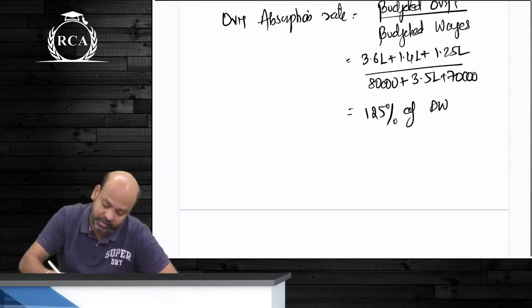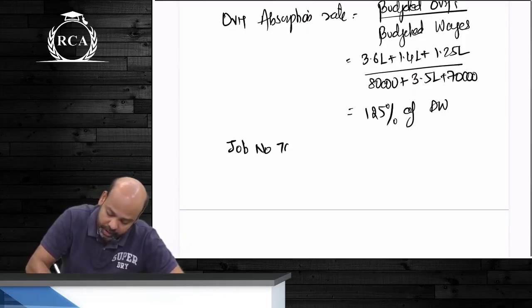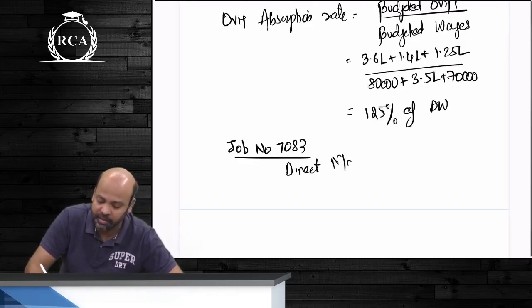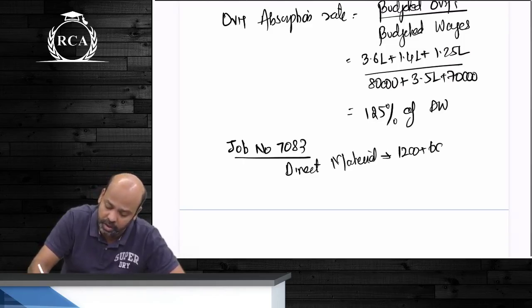Job number 7083 guys, based on existing policy, can you tell me what's the total amount of direct material for it? Department wise लेके फायदा नहीं है बेटा. Direct material you have to simply add all of them, so it will be 1200 plus 600 plus 300 and that is 2100.